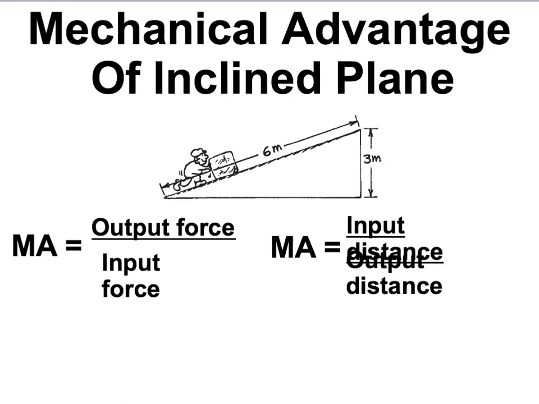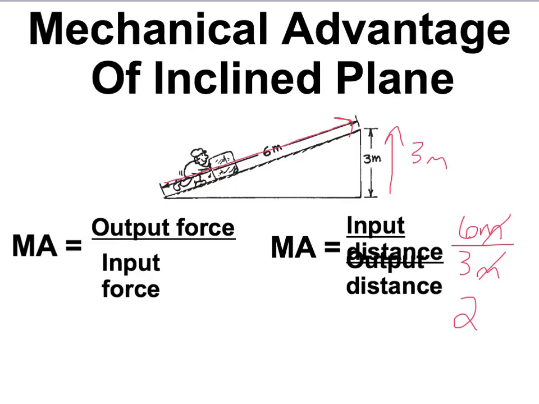So in this case, our input distance is the 6 meters to push up the inclined plane. And the output distance that we get is 3 meters. So if we take 6 meters and divide it by 3 meters, that's pretty easy to do. That's going to be 2. What are the units for mechanical advantage? There are none, because these meters cancel each other out.